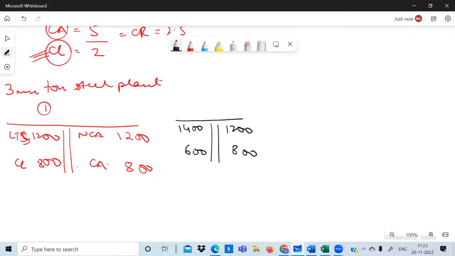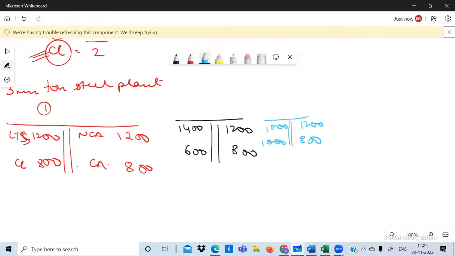And let's say I've got a third option. The third option is again 1200 and 800, but now I change the numbers. Let's say this becomes 1000 and this is also 1000. So you have these three options in front of you: option 1, 2, and 3.